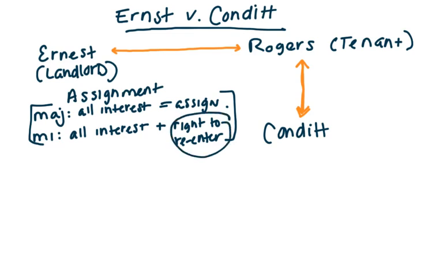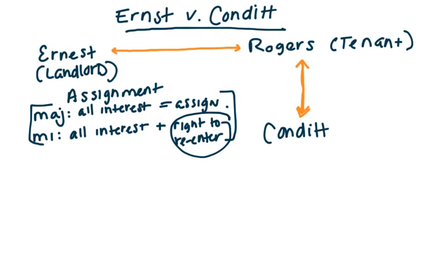In the majority of jurisdictions, the tenant can retain the right to re-enter and it still be an assignment as long as all the interest in the land has been transferred from the tenant to Condit in this case. Now, why might a tenant want to retain a right to re-enter even if they transfer all of their interests? Well, a tenant might want to retain a contingent right to re-enter just to make sure the land is taken care of.